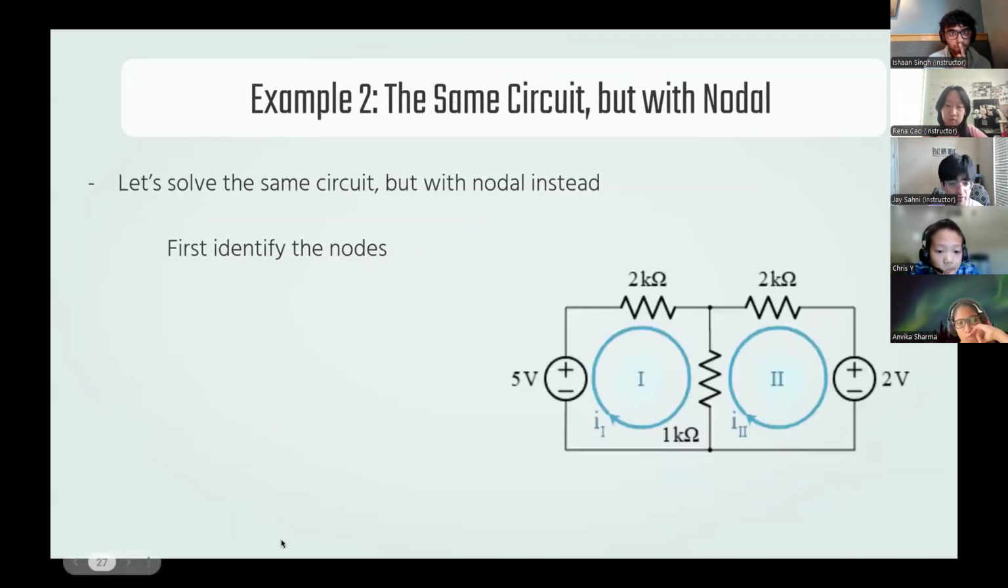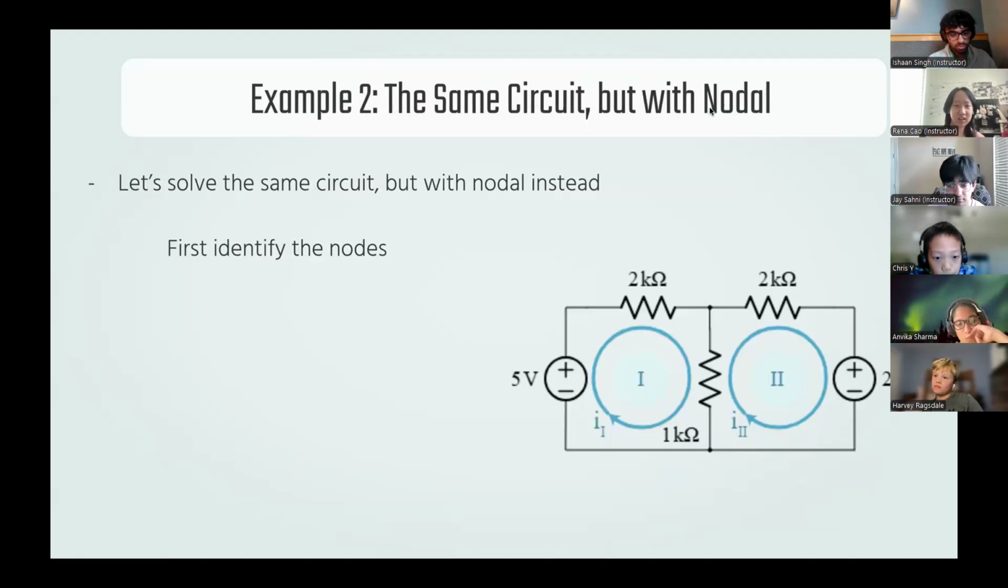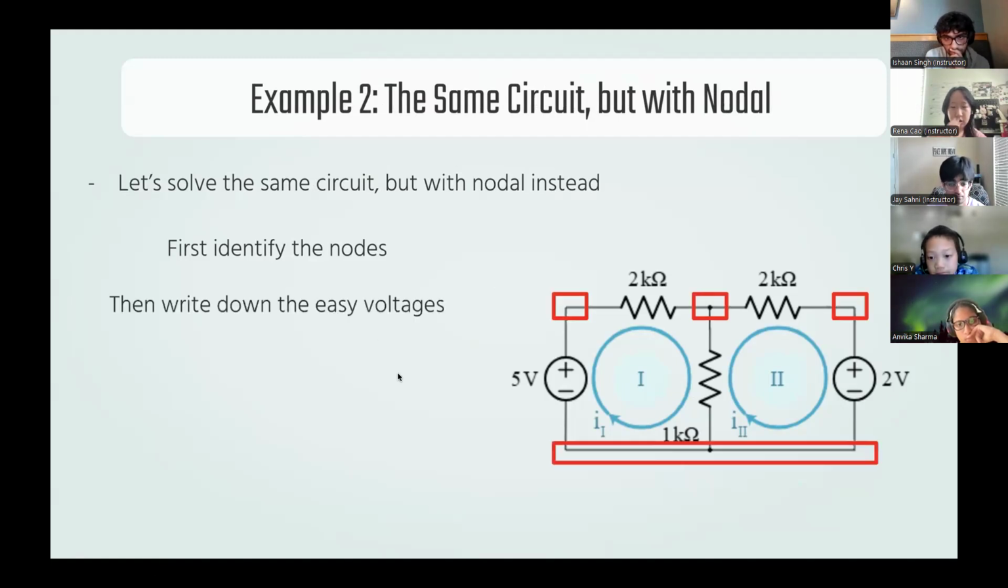Now we have nodal analysis. We're going to do the same circuit again, but with nodal analysis, so you can see how to do it two different ways. First things first, identify the nodes, or in the chat, type out how many there are. Four nodes, yes. We have one over here, one in the middle, and then it branches off, one here, one here, and the ground is 0.